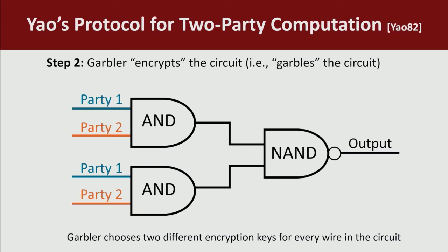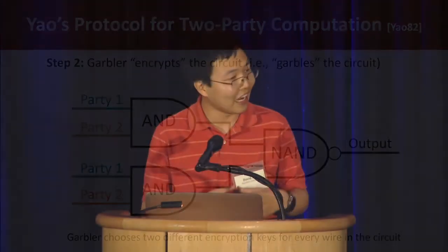The garbler is going to start by choosing two different symmetric encryption keys for every wire in the circuit, right? So we have a bunch of input wires, we have intermediate wires, and then we have output wires. First, the garbler is going to choose two encryption keys for the first wire of the circuit, and it's going to proceed likewise. So every single wire in the circuit has two different keys associated with it.